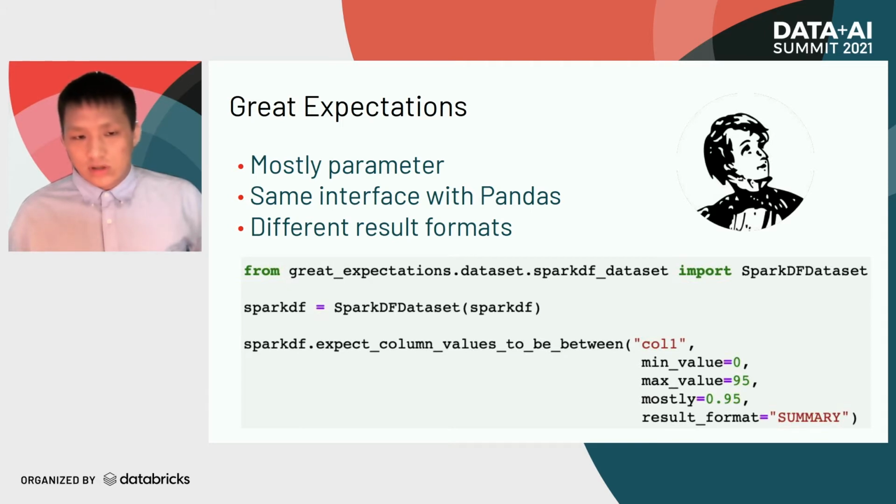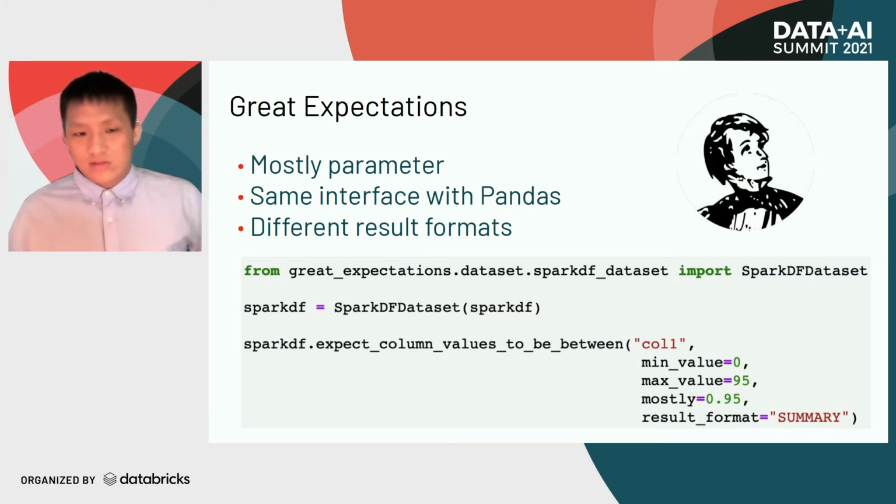First, we import Great Expectations, the Spark DF dataset, and then we pass our Spark data frame into the Spark DF dataset. And this Spark DF dataset inherits the Spark data frame, so it has all of the operations you can do on a Spark data frame. But added to those operations, we also now have these expectations that come along with the Spark DF dataset.